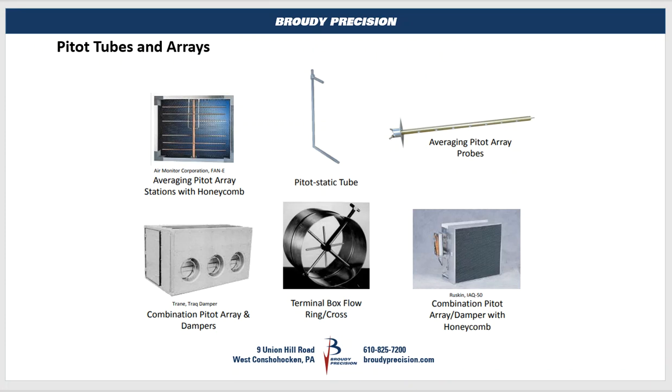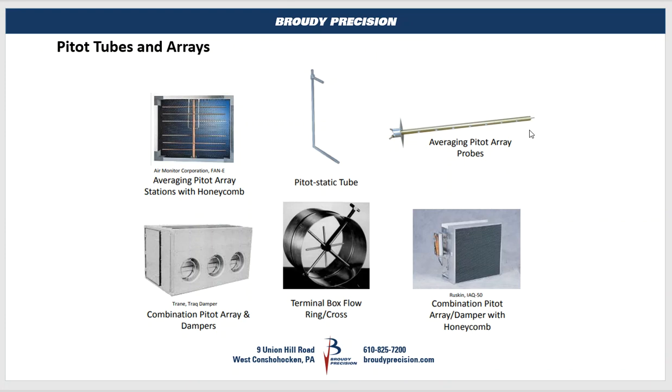Some of the different Pitot tube arrays that you'll see common in our industry is the averaging pitot array station with honeycomb. Now that is inserted into the ductwork, into the airstream, and you'll have a honeycomb configuration which straightens the air so that it hits our total and static pickups. And that's shown here. Another form is the pitot static tube, which will again be put into the airstream.